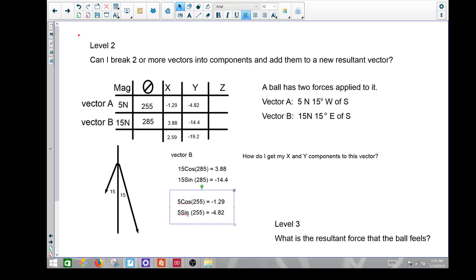Okay, 2 if you'd like. All right, so that's the math on how we got our two components. Okay.